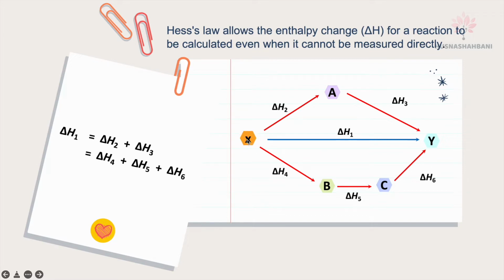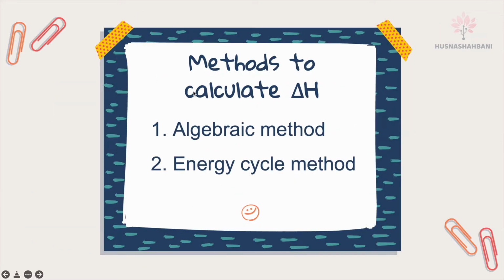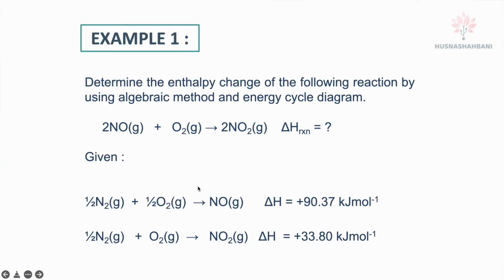As long as reactant X finally becomes the product Y, it doesn't matter in the middle whether it becomes B or C or A. So delta H1 is equal to delta H2 plus delta H3, and it's also equal to delta H4 plus delta H5 plus delta H6. There are two methods to calculate delta H, the enthalpy change. The first one is the algebraic method, and the second method is the energy cycle method.